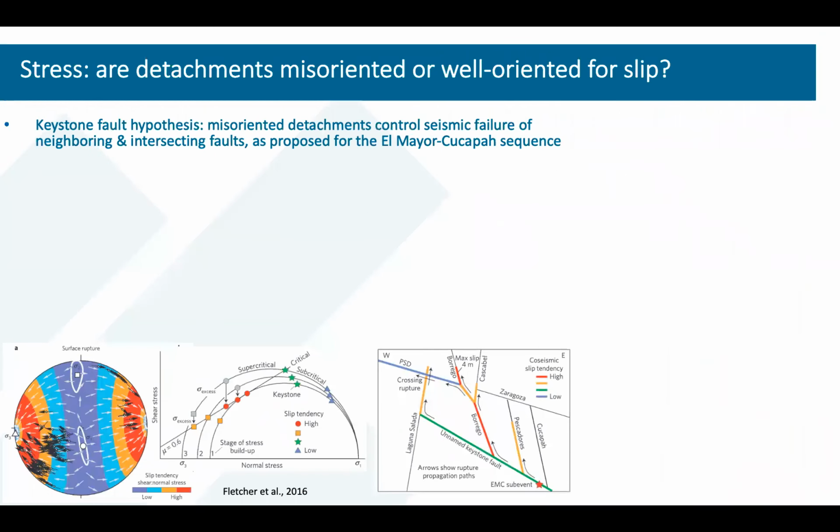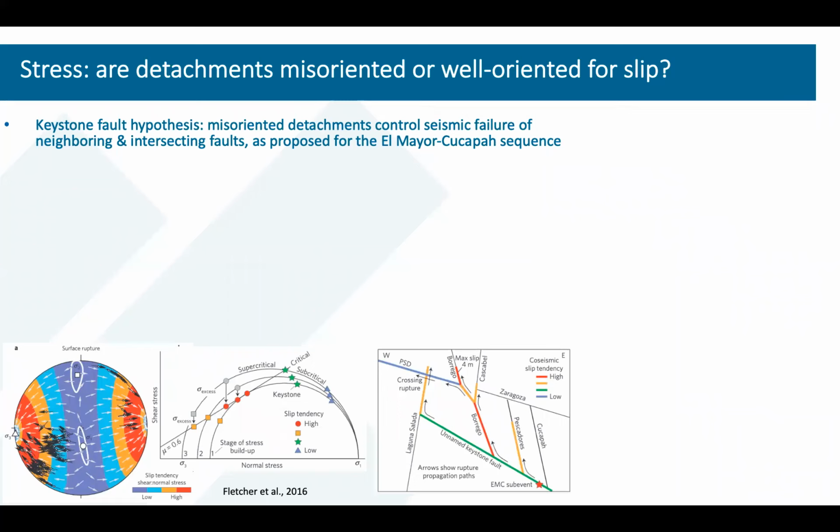Okay, so with this first set of dynamic rupture models, what we wanted to test was whether detachments are well-oriented or poorly oriented for slip, and what the coseismic effects of these different stress orientations are. So this is really important because that El Mayor Kukupar earthquake, which I mentioned, is sort of our best example of a low angle normal fault earthquake.